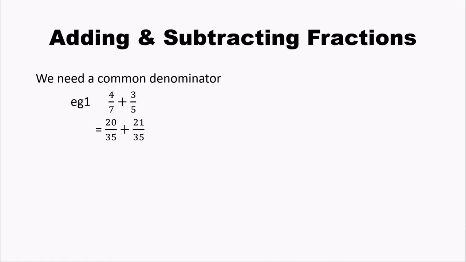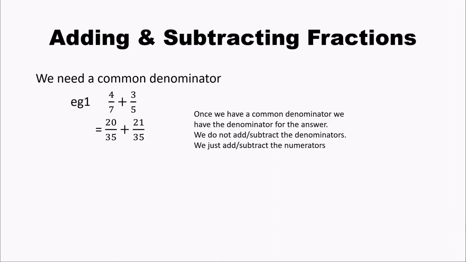Now we have a common denominator. We do not need to change that denominator again. That's the denominator for our answer. We don't add the denominators, we just add the numerators and put our answer on top of that common denominator we found. So we'll do the 20 plus the 21, that's 41, and we'll put that over 35.